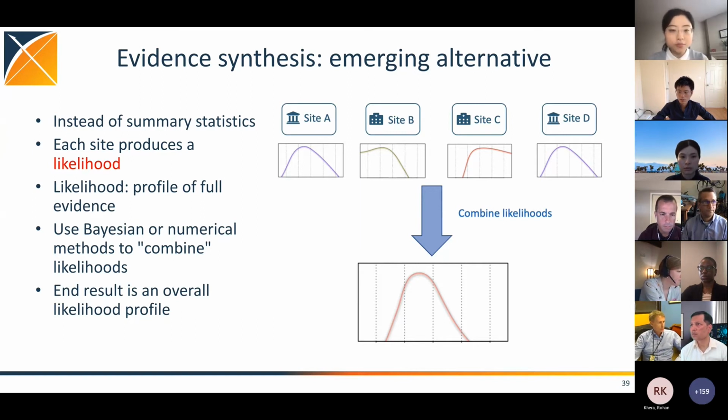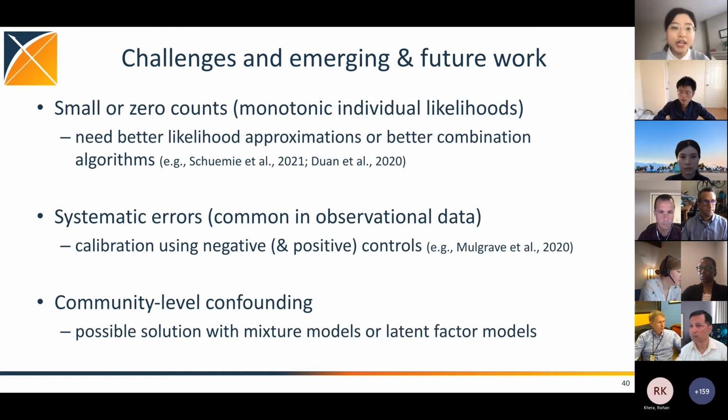Now, this new and flexible framework, next slide, please, can also help us address more challenges on top of the small or zero counts issue. For example, we can combine with empirical calibration methods to address systematic errors. So this can help us debias our effect estimates. Moreover, we can potentially incorporate latent community detection methods to account for community level confounding. So this can help us explain away some effect heterogeneity across patient groups and across data sets.